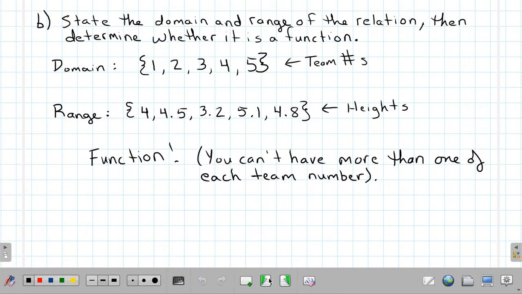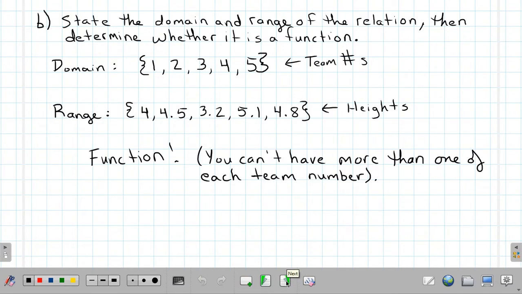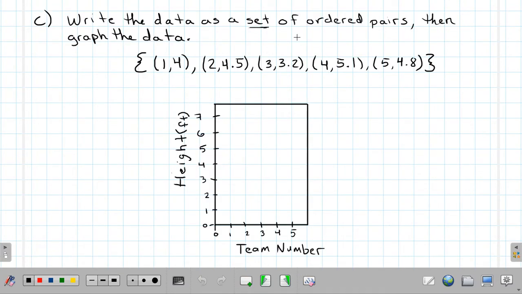Honestly, from the very beginning, we could have taken this and made the ordered pairs. But the big thing is we have to remember which is the independent variable versus which is the dependent variable. Once again, that plays a role here because it tells us which is going to be our x value and which is going to be our y value. Now, knowing that, we know what our axes need to be for our graph.